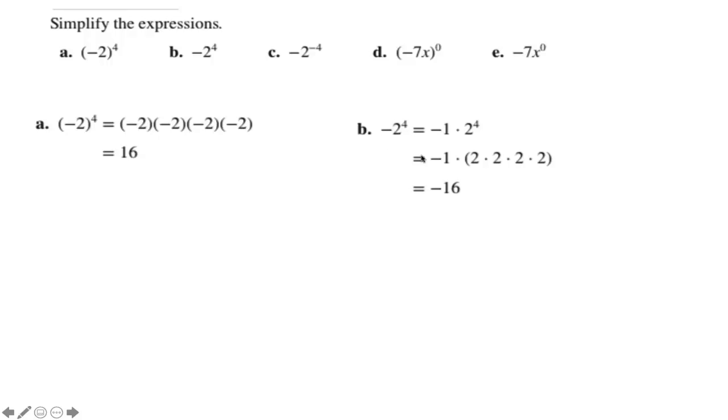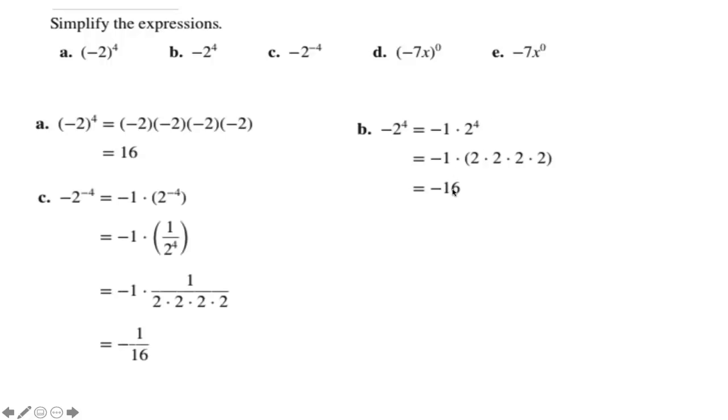The reason is that when we do order of operations from the mnemonic PEMDAS, we do parentheses, then exponents. The exponent is done first before multiplication. So 2 to the 4th power is 16. Then we multiply by negative 1. So this is actually negative 16.